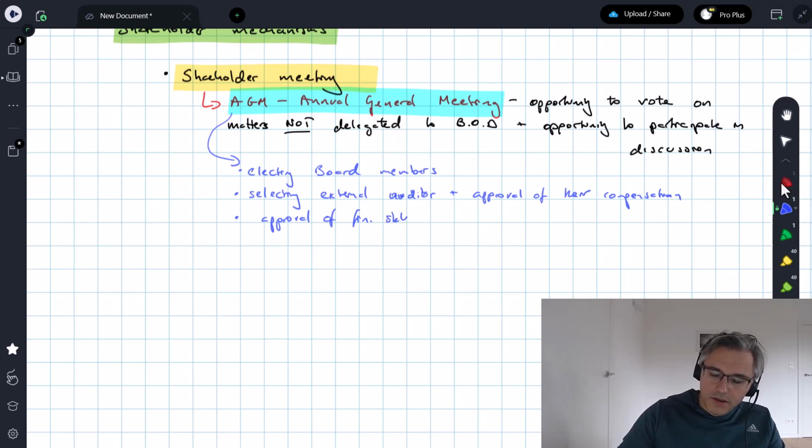It's not whether you like the financial statements in the sense that you like the profit or you dislike the loss. It's whether you trust the financial statements to show a fair view of what's going on in the business.